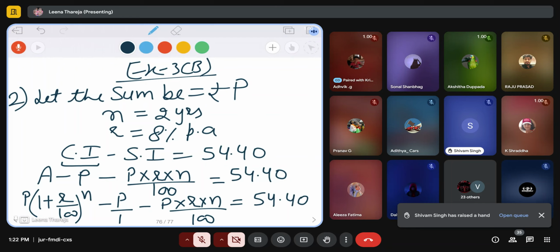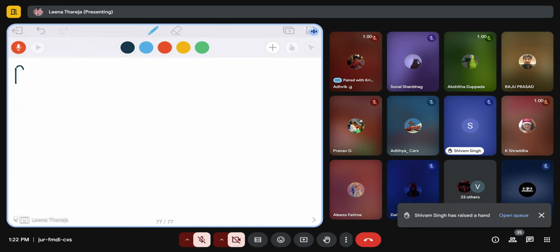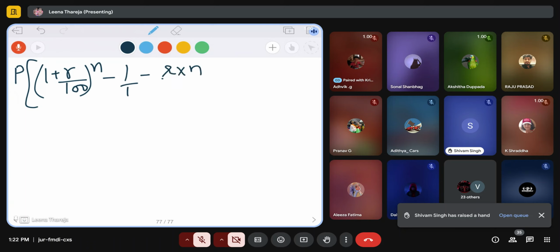There are total 3 terms. 1, 2, 3. In all the 3 terms you see that P is common. P is there in all the 3 terms. Take out P common. If you take out P common, the first part will be left with (1 plus R by 100) raised to power N minus 1, by 1 minus R into N by 100, equal to 54.40.